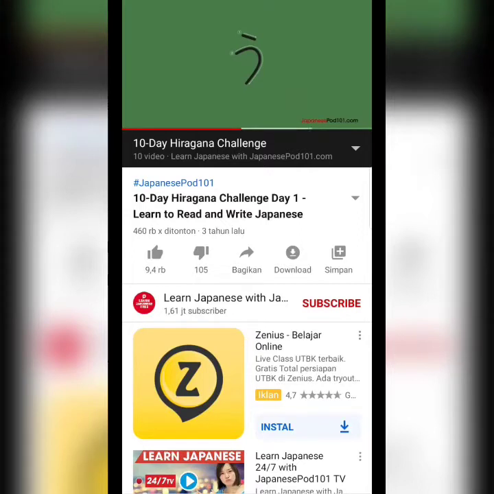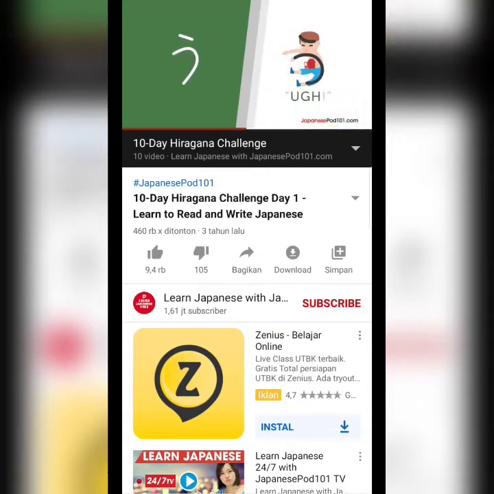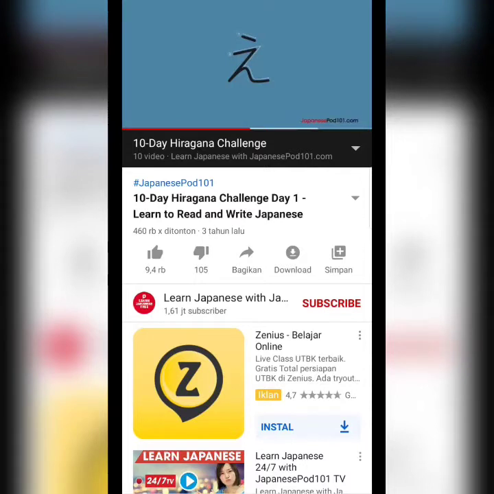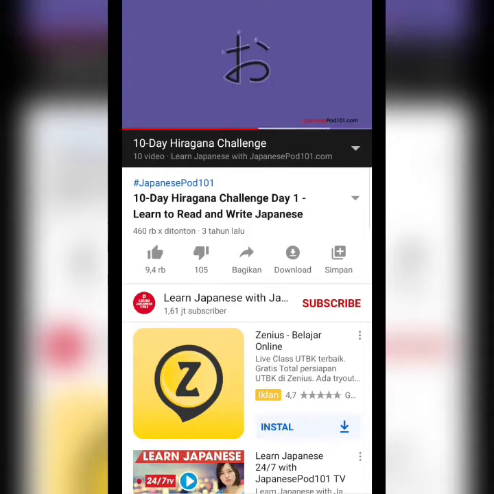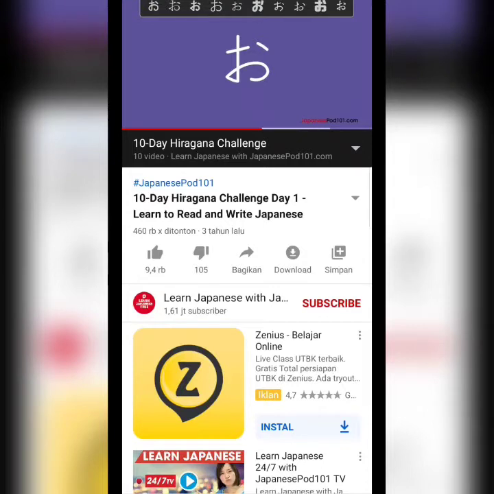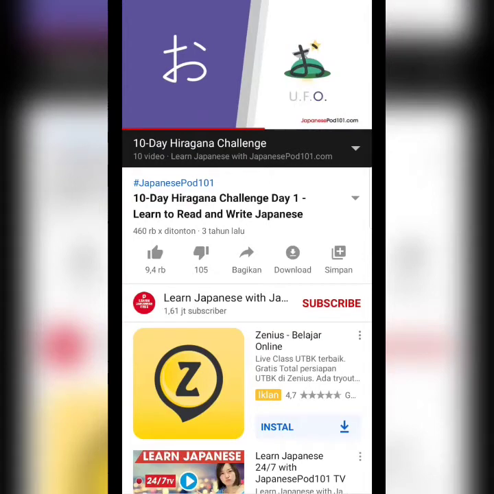The third one is the hiragana, u. To remember this character, imagine a boxer getting punched in the stomach saying u. This is the hiragana character, e. It looks like an energetic ninja. Whoosh! Now, our final character for this lesson, the hiragana, o. To remember o, try to think of it as a UFO.